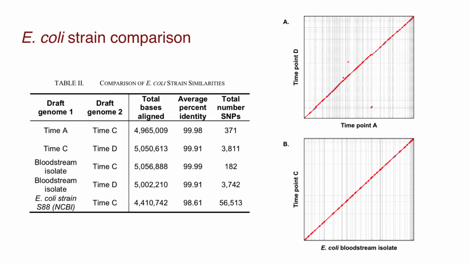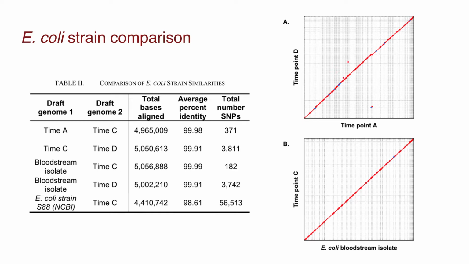And so we see that based on the very high average percent identity, more than 99.9%, and the relatively low number of SNPs, the E. coli strain that was present in the patient's gut before the transplant was very likely the same strain that persisted through the period of domination and also eventually caused the patient's bloodstream infection. The two graphs on the right are showing basically the same finding in graphical form.